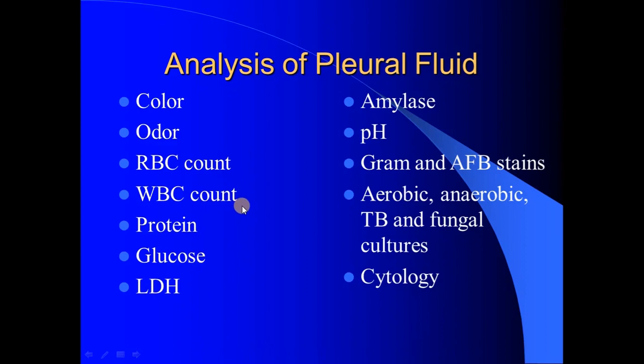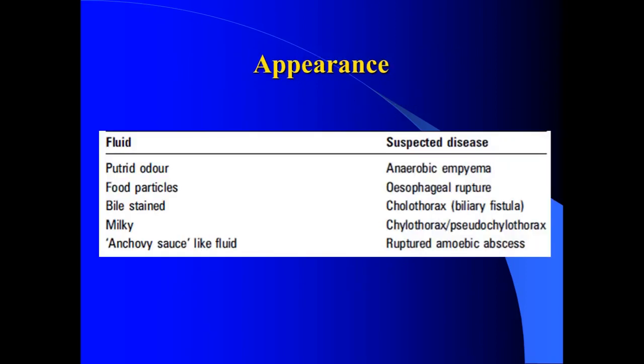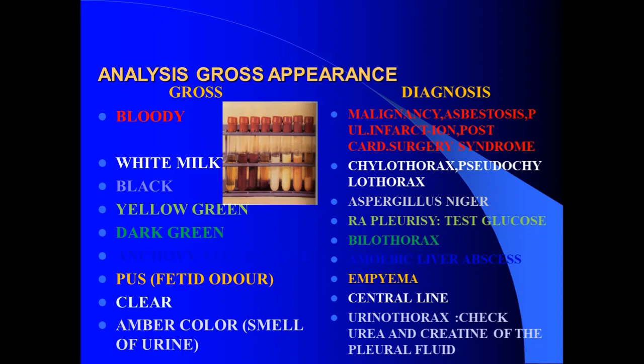We send for the color, odor, RBC count, white blood cell count, protein, glucose, LDH, pH, and sometimes also cytology, gram stain, and culture. For the gross picture of the pleural fluid, if it is bloody, we think about malignancy, asbestosis, infarction, or post cardiac surgery syndrome. If it is white and milky, we think about chylothorax, and if it is clear pus, empyema.